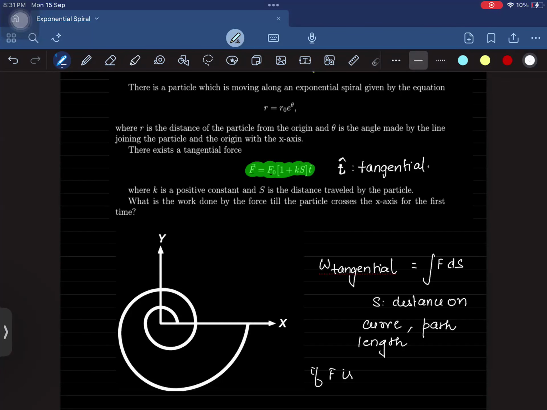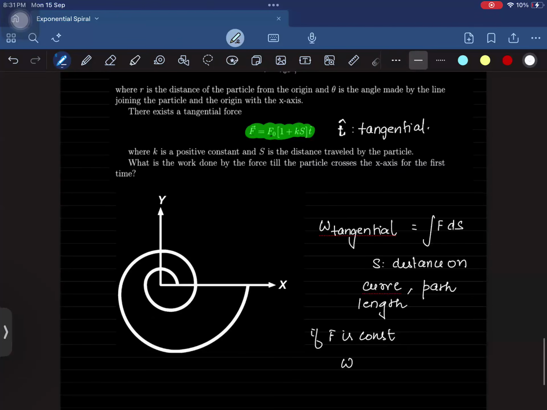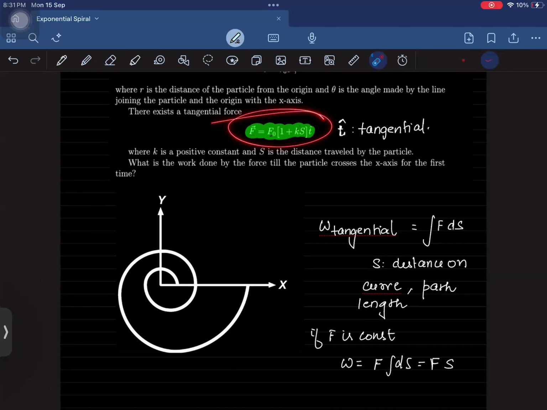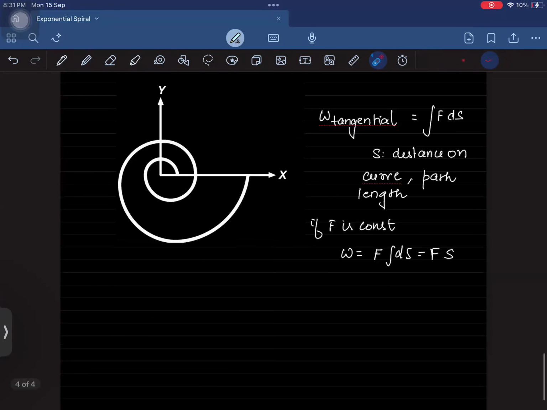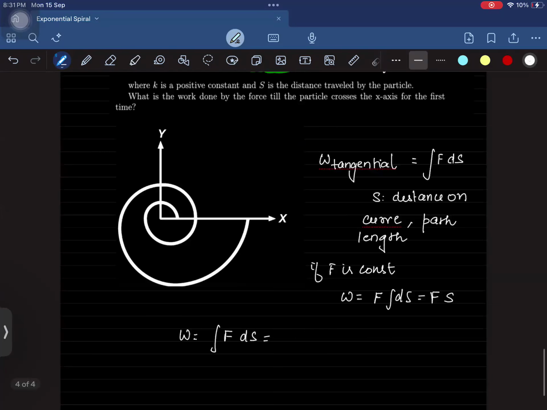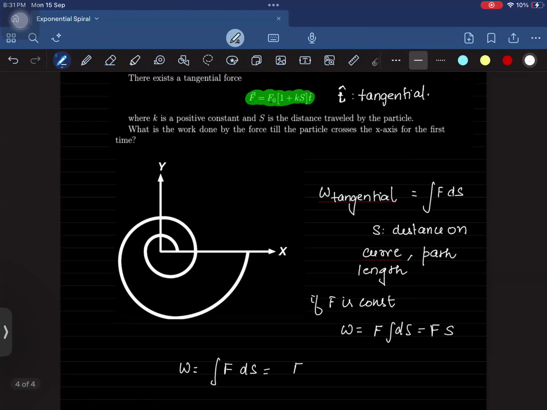If F is constant, this work becomes F integral ds, so this is simply F into s, that is force into the path length. But in this question, the force is not constant. It is given as a function of s only. So herein, the work will be the integral of F ds. The expression of F is given above. That will be F naught times 1 plus ks, ds.